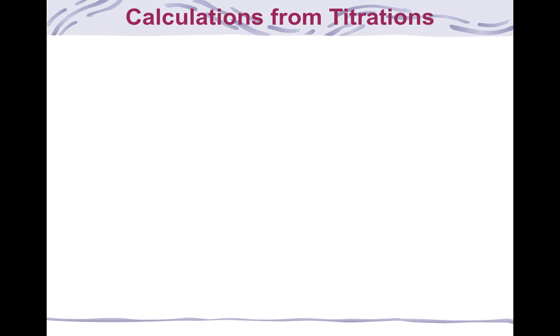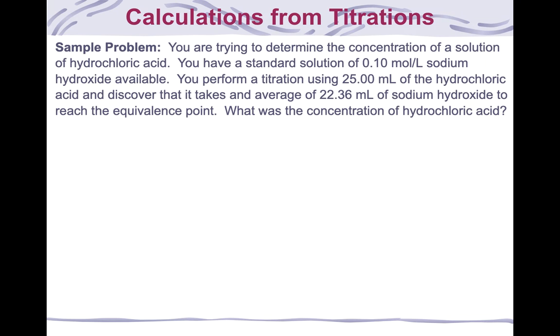So you do a titration and you get some numbers, and then you can use those numbers to calculate a concentration. So we're going to go through a sample problem on how you do that. The sample is that you're trying to determine the concentration of a solution of hydrochloric acid. You have a standard solution of 0.10 mole per liter sodium hydroxide available. You perform a titration using 25 milliliters of the hydrochloric acid and discover that it takes an average of 22.36 milliliters of sodium hydroxide to reach the equivalence point. So what was the concentration of the hydrochloric acid?